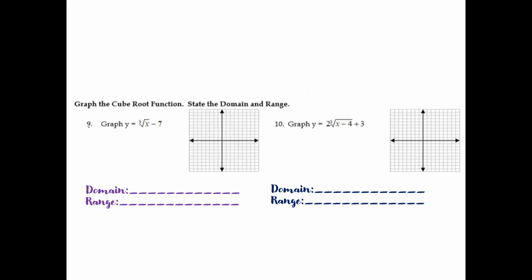So for number 9, you have a cube root. Remember, the cube root parent function looks something like this, right? It's that weird little squiggly line. So if you look at this right here, you have a -7, which means you're going to go down 7 units. So you go 1, 2, 3, 4, 5, 6, 7. Draw your line right here. And then it's just going to be a normally shaped cube root, because you don't have a number in front of the cube root. If it was a number smaller than 1, it would be wider. And if it's bigger than 1, it'll be skinnier or more compressed.